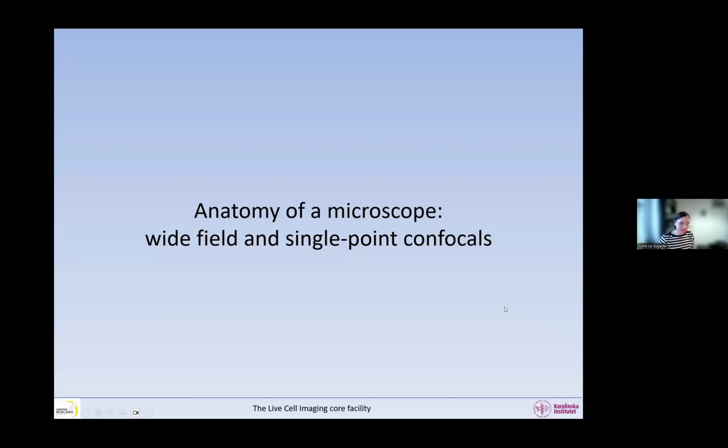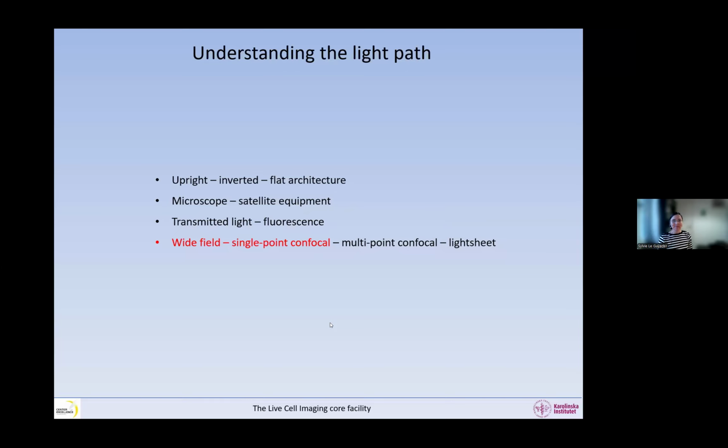So now we are going to talk about, having spoken about the different architectures, transmitted light versus fluorescence, and the different types of microscopes. Now we're going to go into more detail about the different types of microscopes. So we're going to have wide field and single point confocals. What is the difference between these two? I think 100% of the students here are in one or the other situation, wide field or single point.